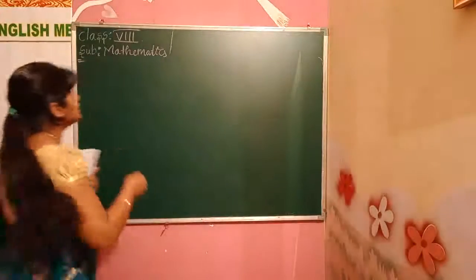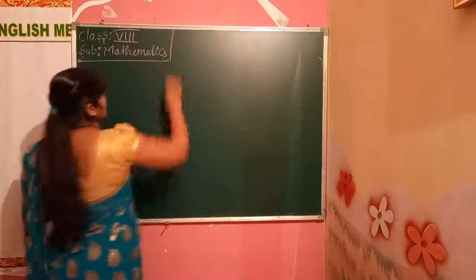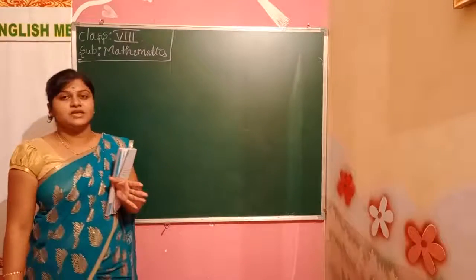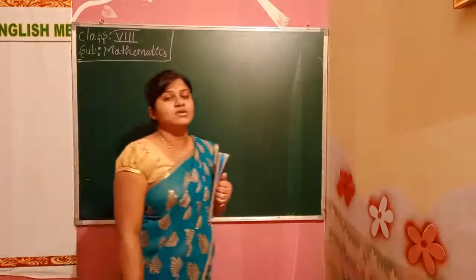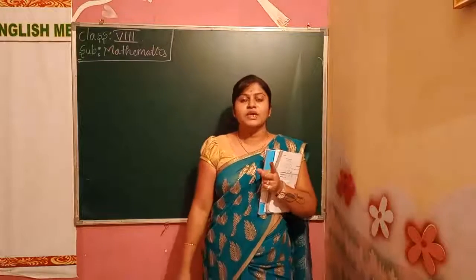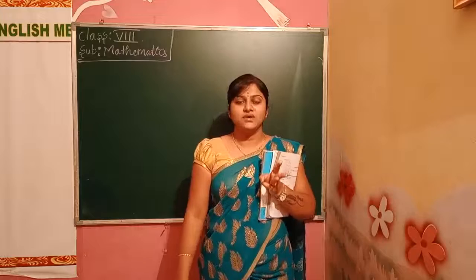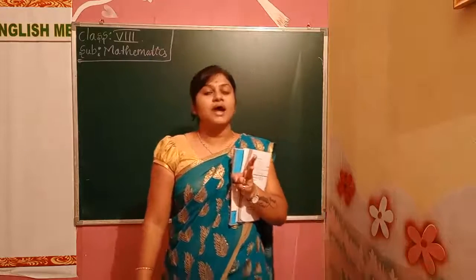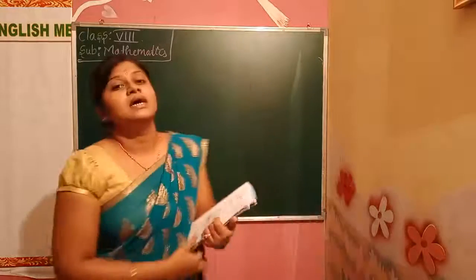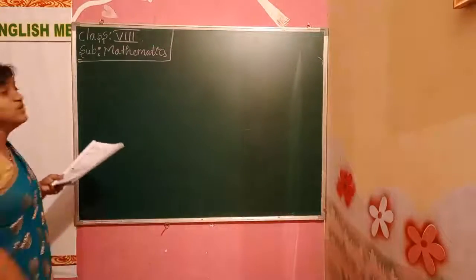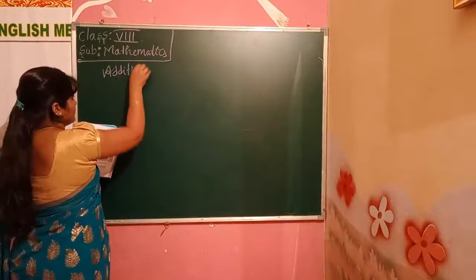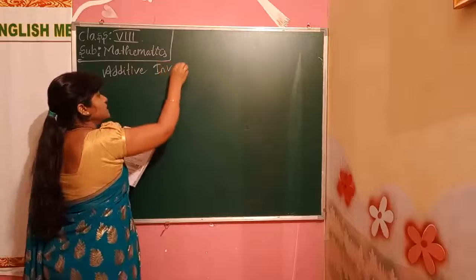The next property is, what did we study today? Today we studied 5 properties. What are those? First one is the closure property, associative property, commutative property, the identity property, and one more is the 0 property, and the next property is additive inverse. Additive inverse, what does it mean?